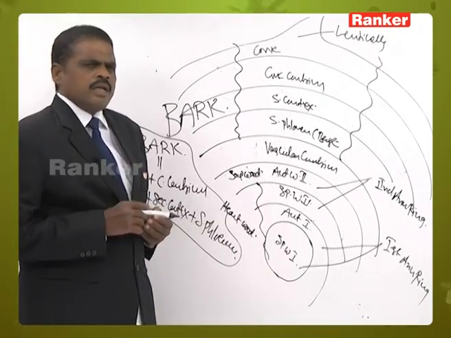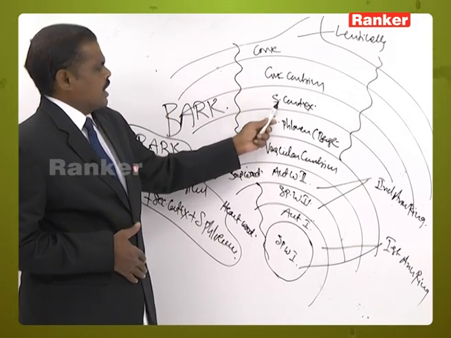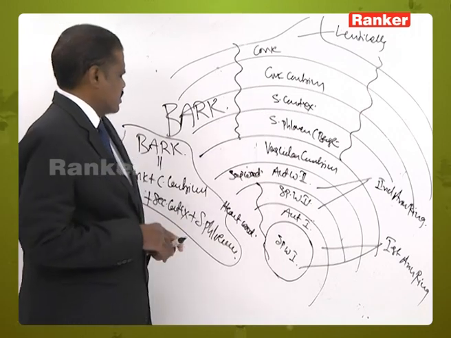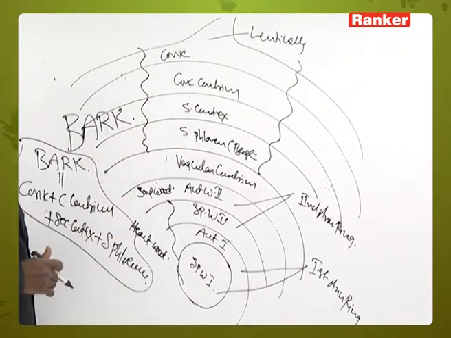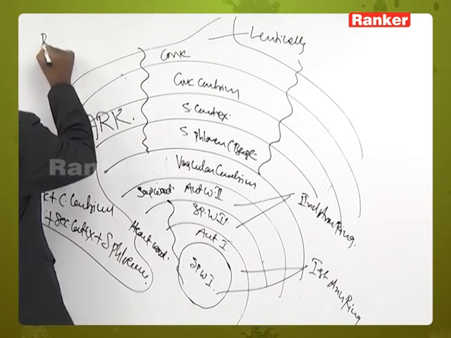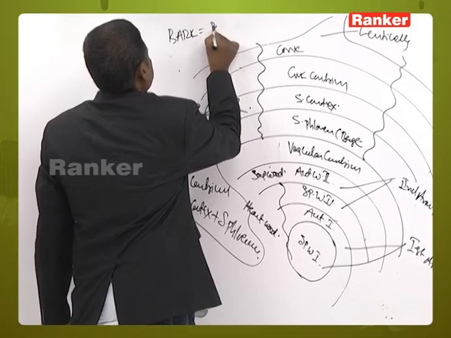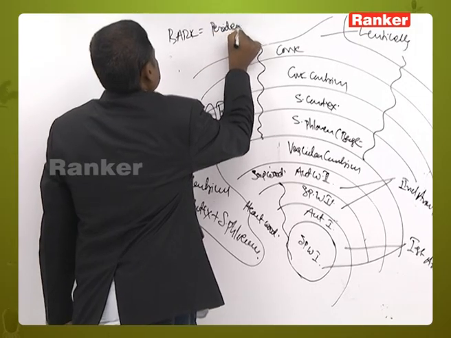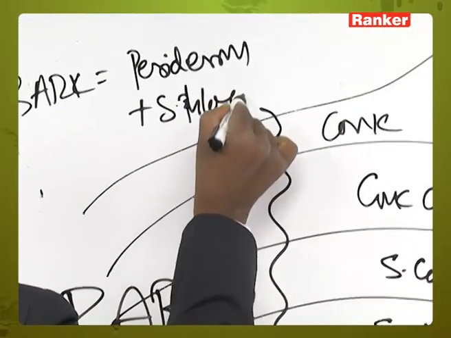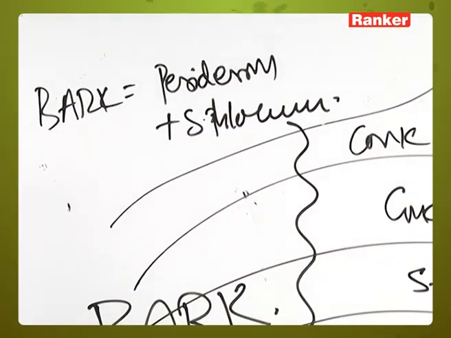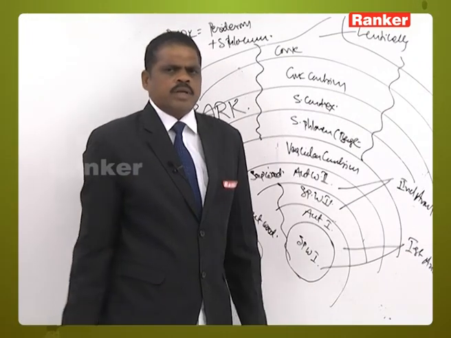As I already explained, cork, cork cambium and secondary cortex together are called periderm. These three together are called periderm. So bark, in other words, is periderm plus secondary phloem. Periderm plus secondary phloem together are called bark.